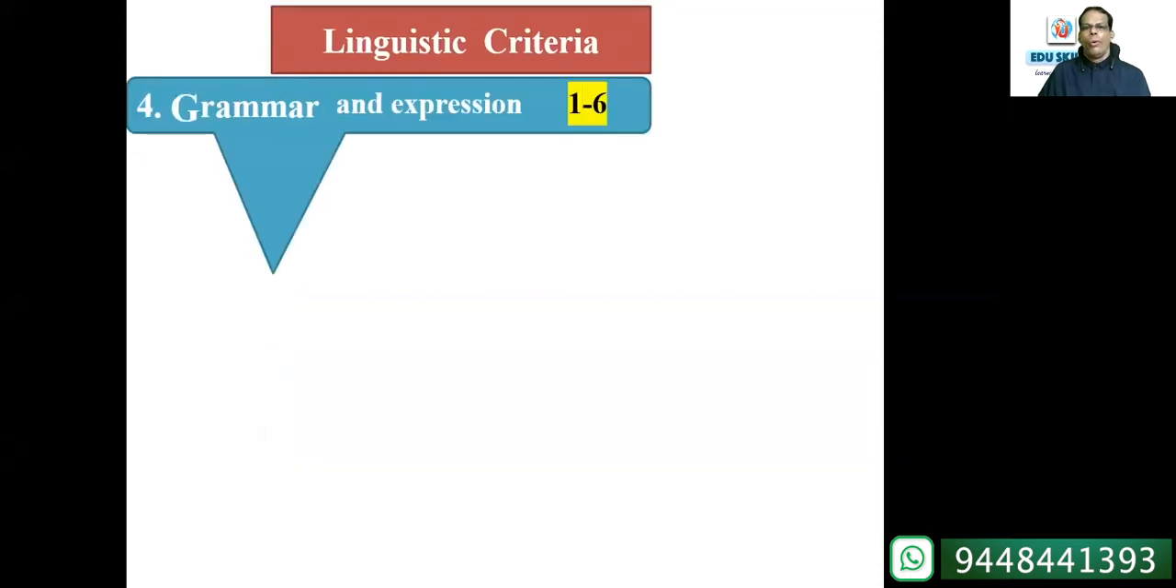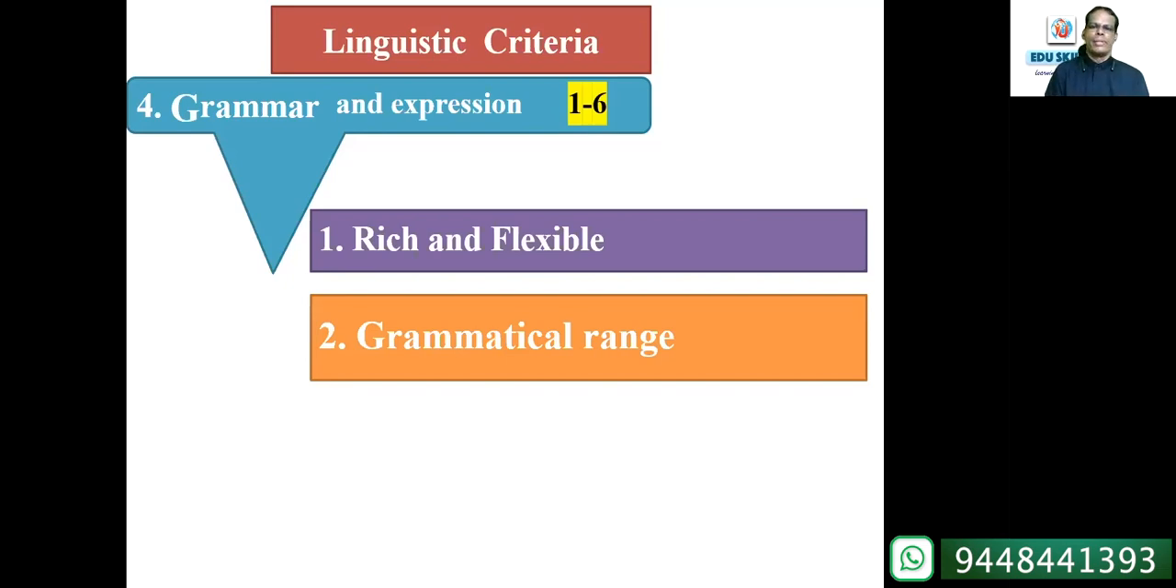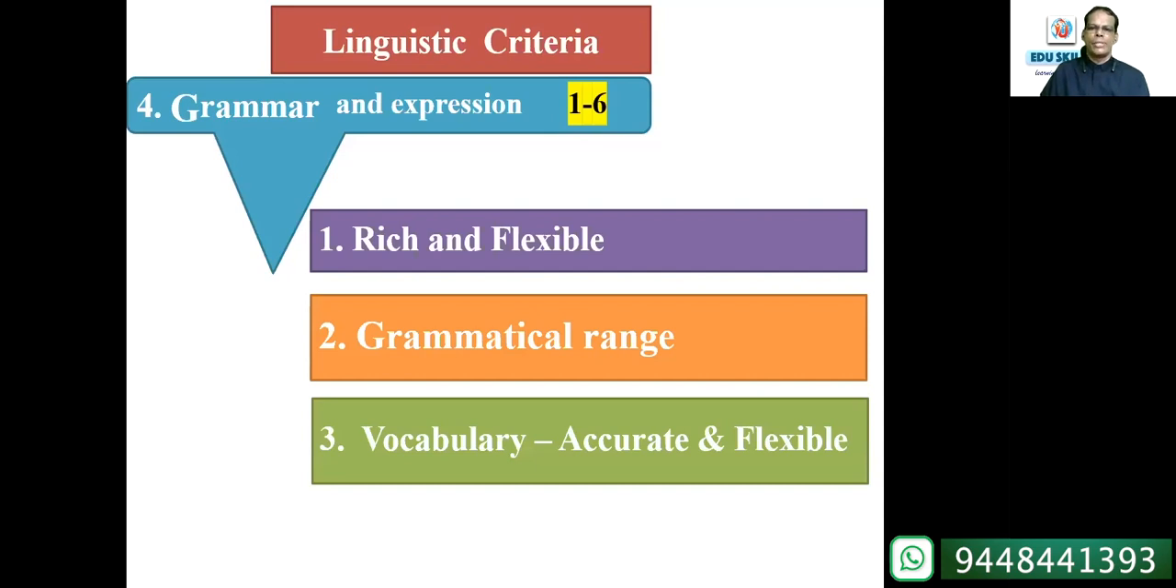And linguistic criteria 4, grammar and expression, your resourcefulness of grammar. Your grammar should be rich and flexible. As I told you, you should definitely be able to use simple sentences, compound sentences, complex sentences, and sometimes compound-complex sentences. Otherwise, it will be called redundancy. If you are continuously using simple sentences, that will not be appreciated. You should be flexible. You should be able to change your sentence structure as needed. And that is grammatical range, different sentence structures.